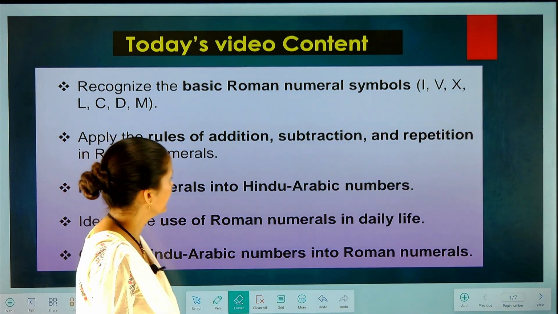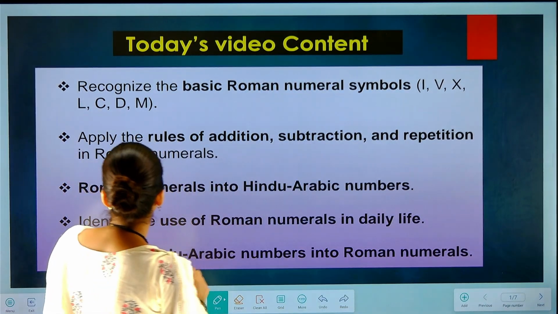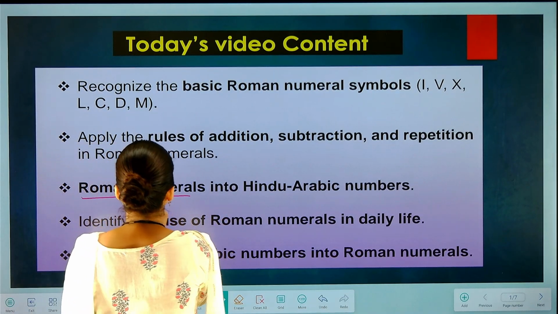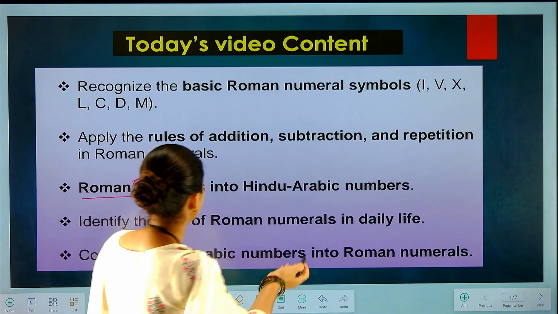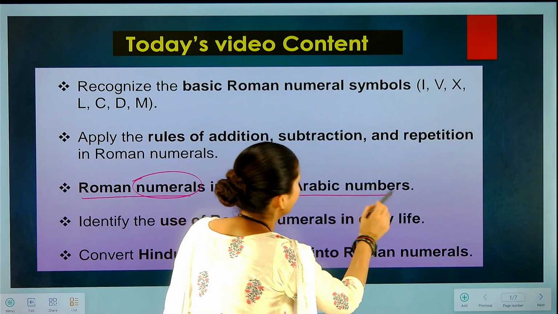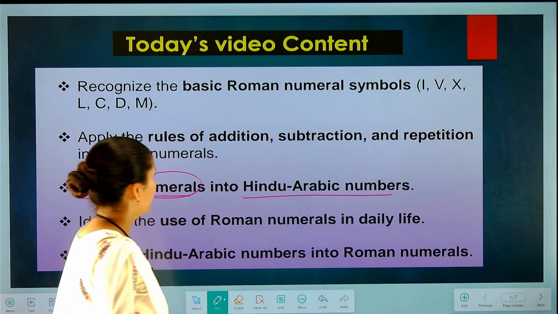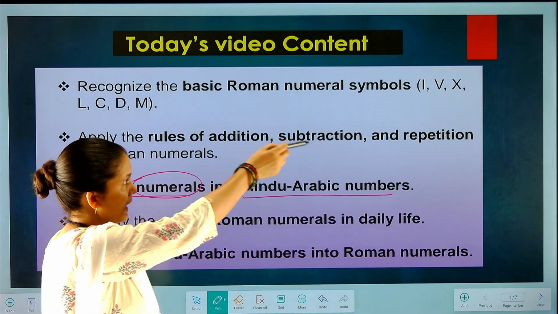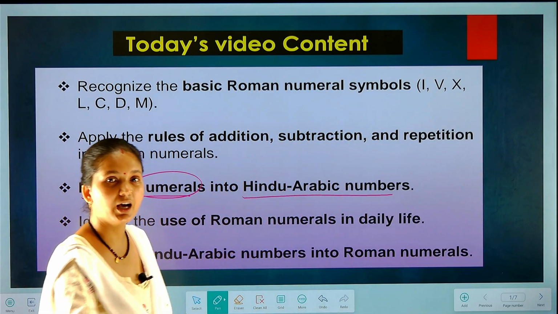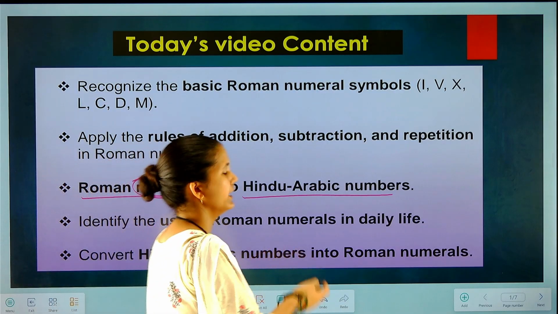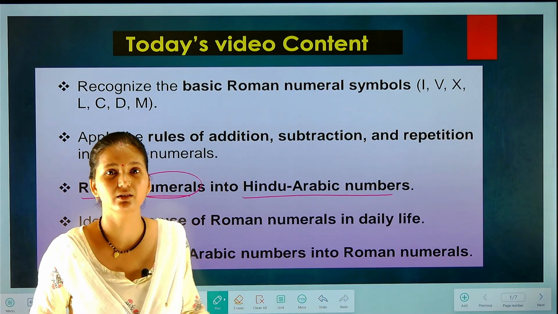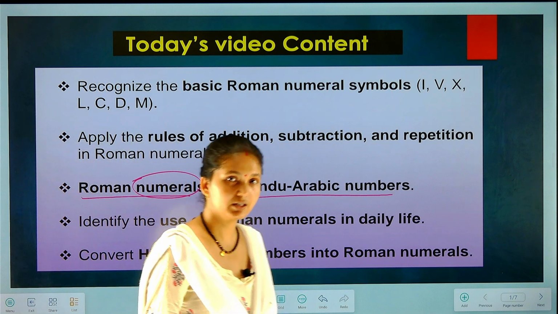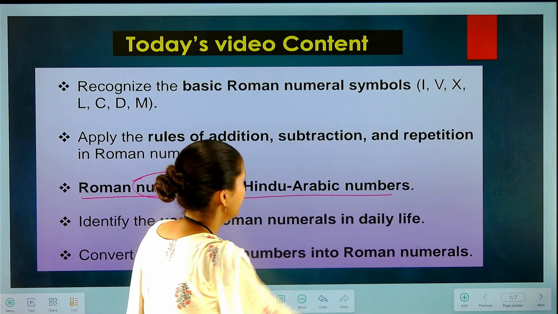Next, Roman numerals in Hindu Arabic numbers. There are two terms: Roman numbers, numerals and numbers. You can say as you wish. Hindu Arabic numbers versus Roman numbers means like this: we denote 1 by I, V, X. These are Roman values. And Hindu Arabic means normal numbers like 1, 2, 3, 4, whatever we use in our mathematics. So these are called Hindu Arabic numbers.